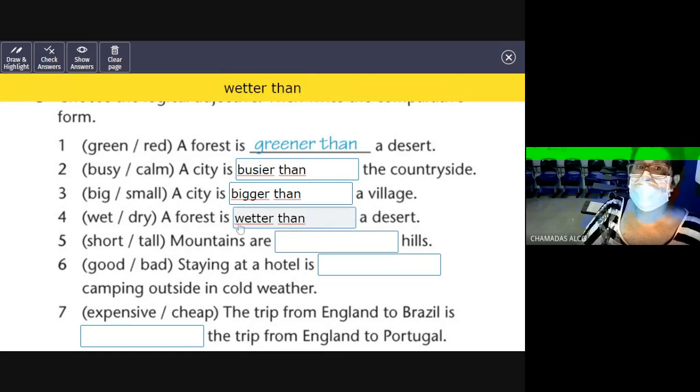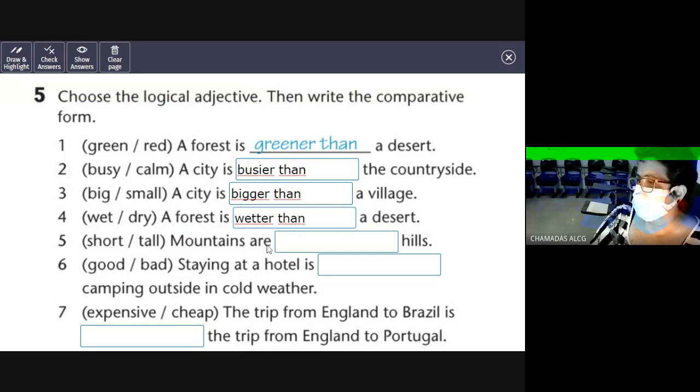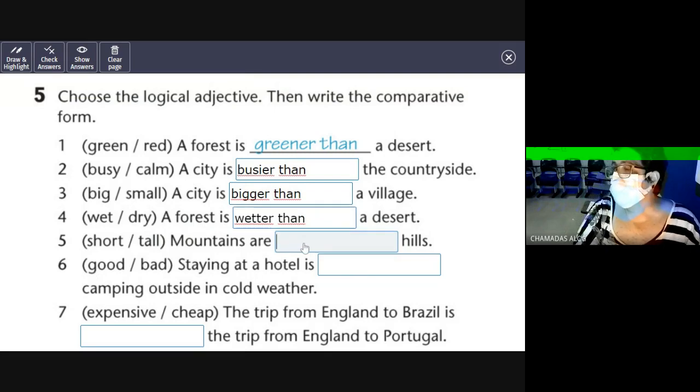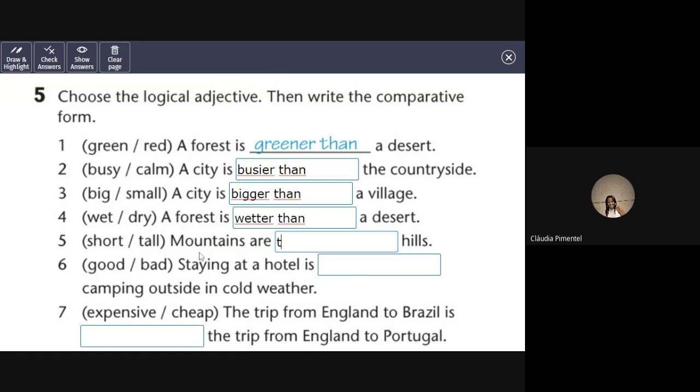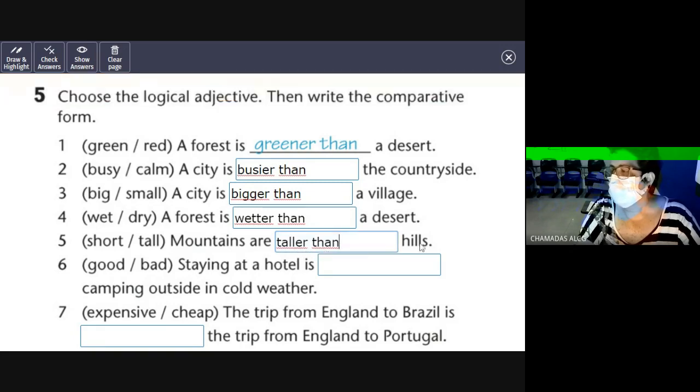Okay? Of course, there is more water in a forest than in the desert. Number 5, mountains and hills. Tall. Okay? So mountains are taller than hills. Mountains are taller than hills.